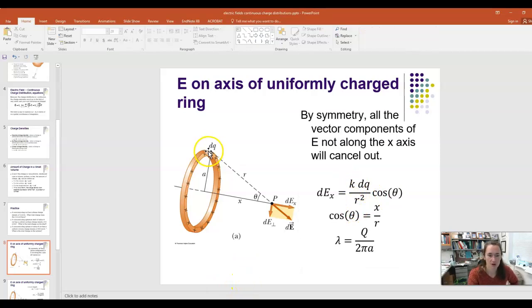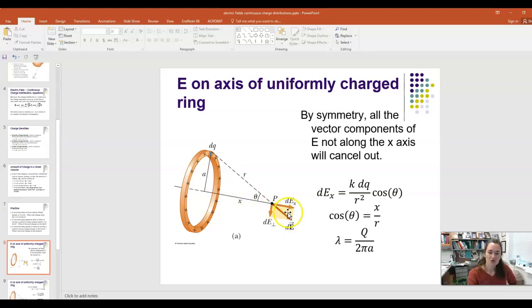What's theta here? In this picture, you've got a right triangle formed, and the legs of that right triangle are the radius of the ring, a, and the distance from the center of the ring to the point P, that's the distance x. The hypotenuse of our right triangle is r, the distance from dq to the point in question. I defined this angle theta right here, and by symmetry, opposite angles, it would also be the angle in between dE, this orange vector here, and dE_x. This theta equals this theta between dE_x and dE.